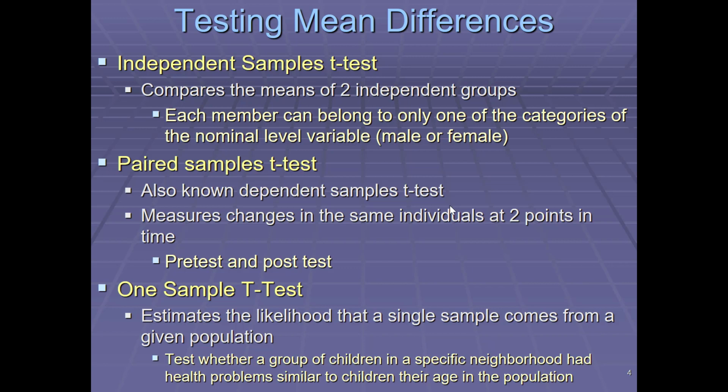With a one sample t-test, this one estimates the likelihood that a single sample comes from a given population. So here you're testing whether a group of children in a specific neighborhood had health problems similar to children their age in the population. Okay, so just one sample.